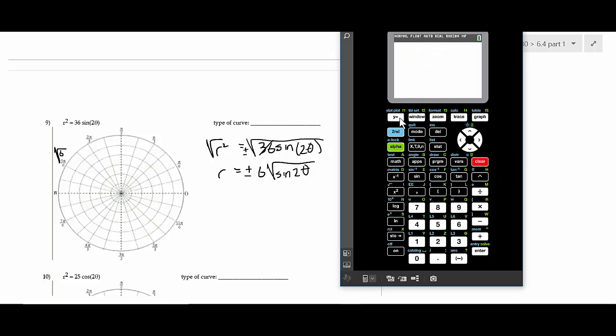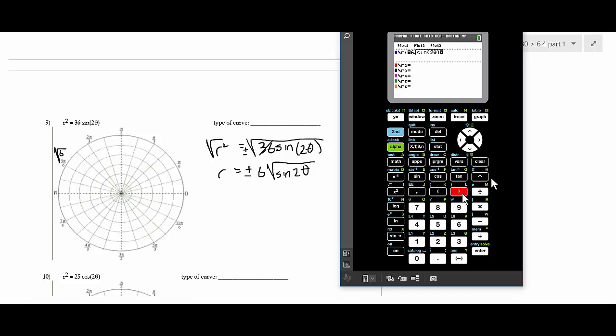So let's see what I'll have you do on this. Basically, we'll just put the plus part in here. The minus part isn't really going to make any difference on this, so we're going to put in 6 and then the square root of sine of 2 theta.